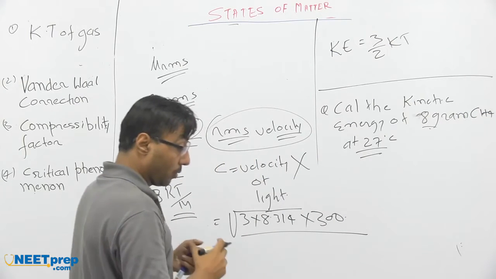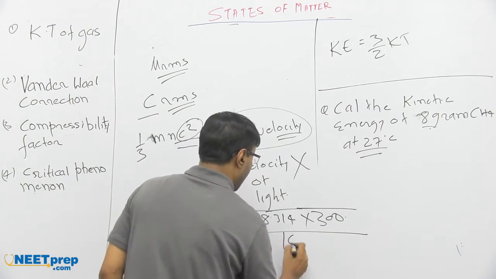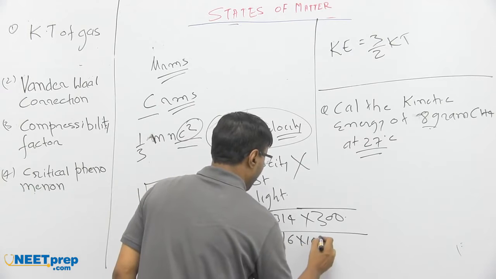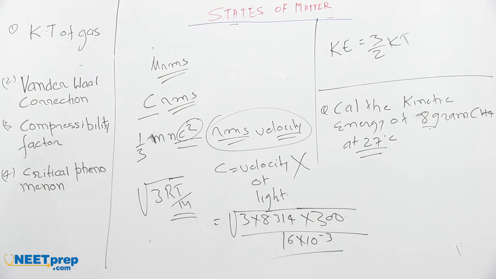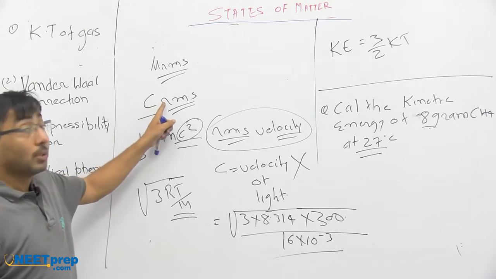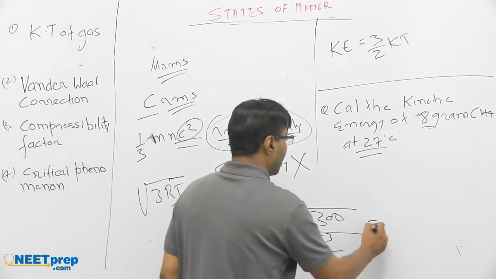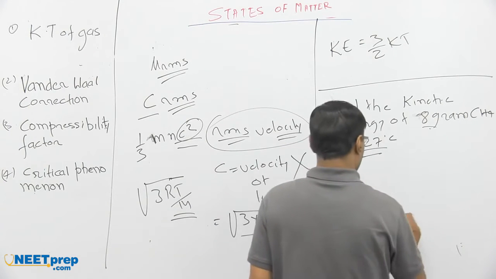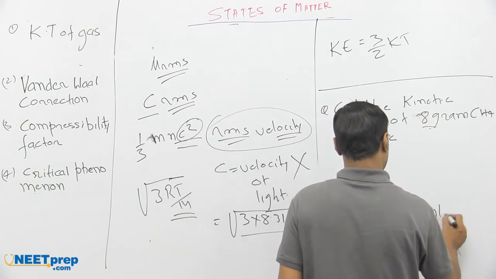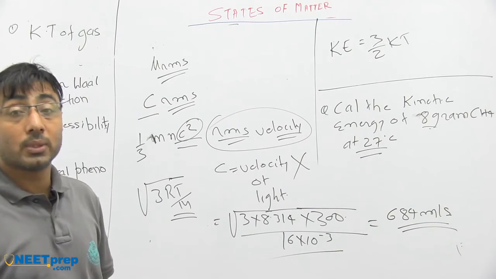So we need to find out the molecular mass of methane, 16 gram, multiplied by 10 raised to power minus 3. So finally this will give the value of C RMS, and when we calculate it, it is approximately 684 meter per second. So we got the value of C.